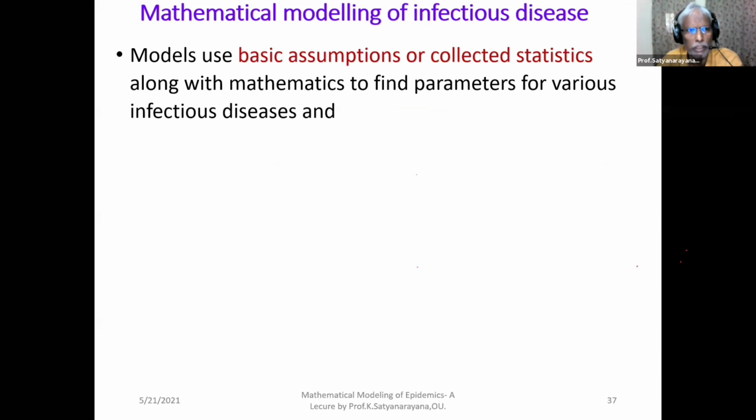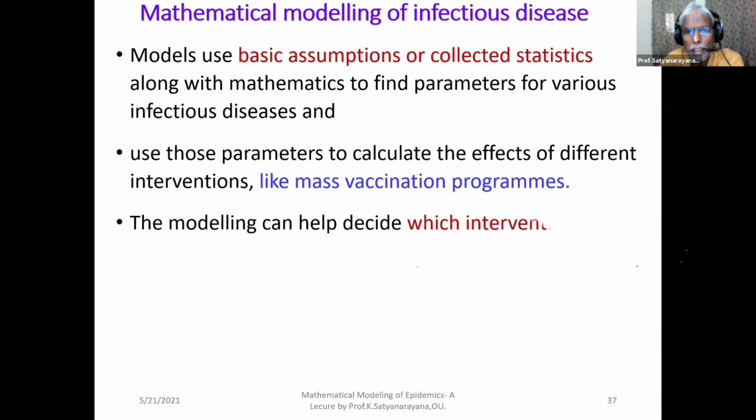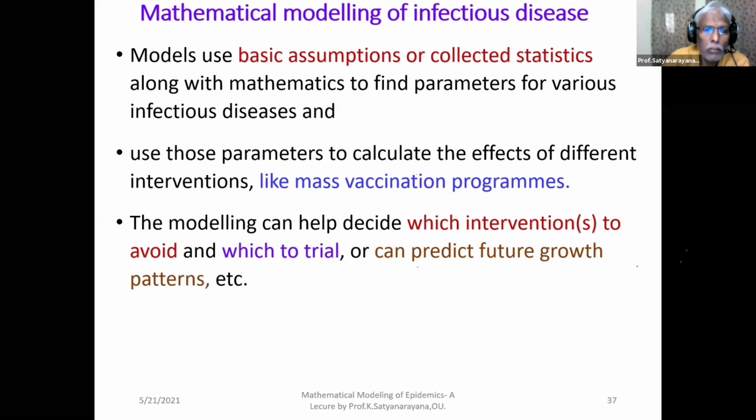A lot of statistics we collect, and along with the mathematics we find parameters for various infectious diseases, and use these parameters to calculate the effect of different interventions like mass vaccination programs. The modeling can help decide which interventions to avoid, which to make a trial, and we can predict future growth of the patterns, etc.